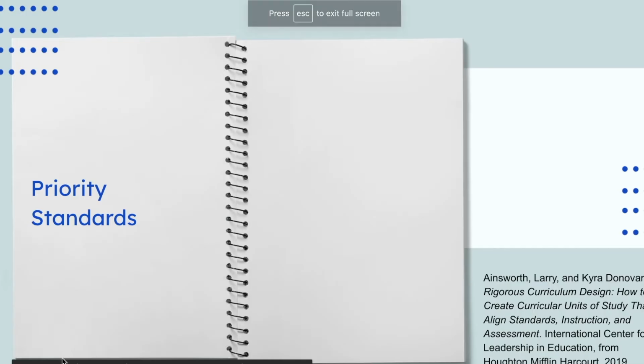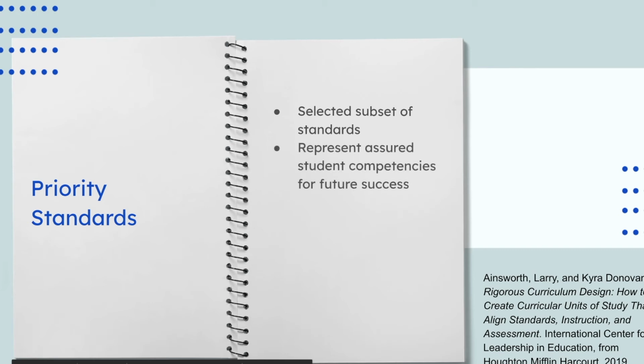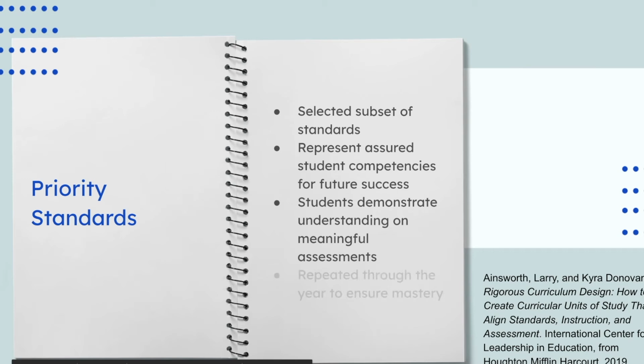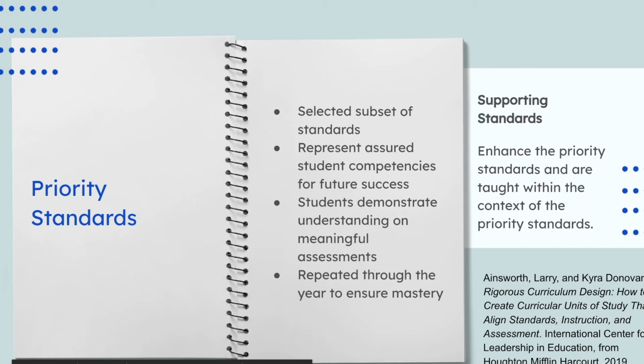So you might be asking yourself, what are priority standards and how do those fit into blended learning? Priority standards are a selected subset of the standards that represent assured student competencies for future success. With these priority standards, students demonstrate understanding on meaningful assessments, and these standards are typically repeated through the year to ensure mastery. Supporting standards enhance the priority standards and are taught within the context of the priority standards. In short, priority standards are the basic things that students must know to be successful in future coursework.